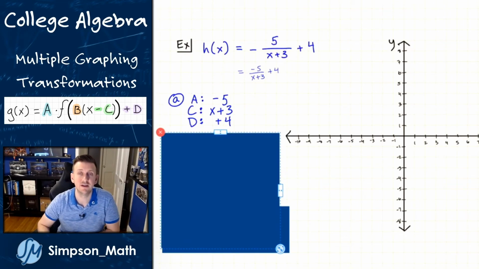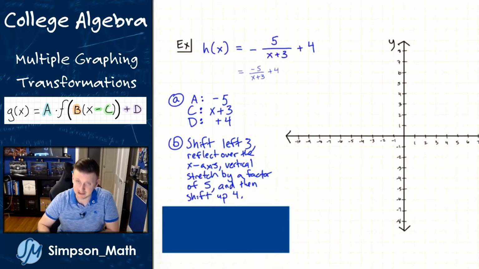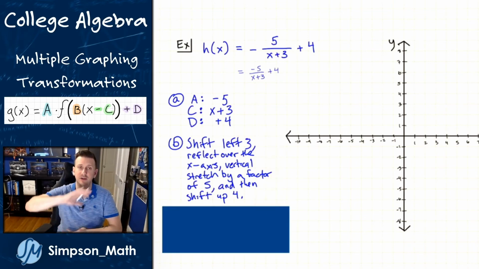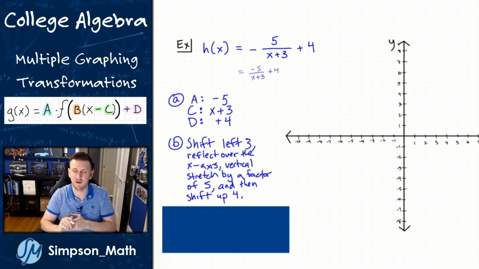So that changes the vertical stretch. So it's now going to have a shift left 3, reflect over the x-axis, vertical stretch by a factor 5, and then up 4, right? We technically, from this order, and I want you to write this in the correct order, the shift up 4 is the last thing that happens. Remember, we do stretches or reflections before you do their corresponding shifts. So before you move off those axes, you do the stretches or reflections.